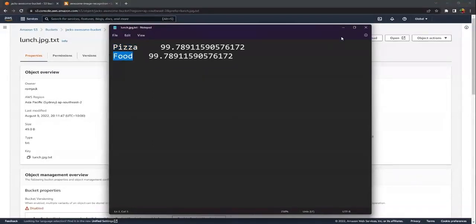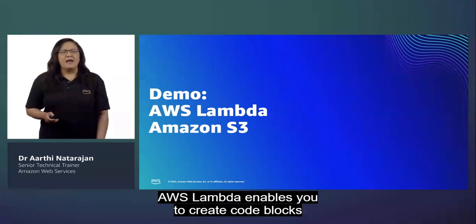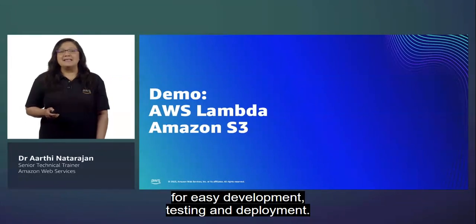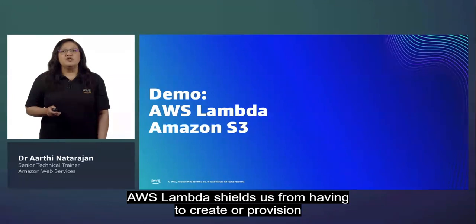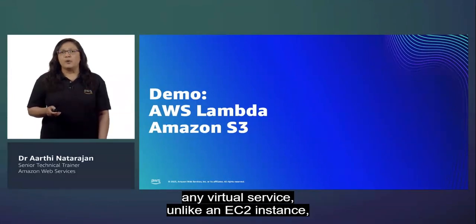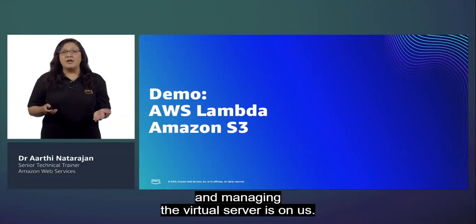As we saw in this example, AWS Lambda enables you to create code blocks for easy development, testing, and deployment. AWS Lambda shields us from having to create or provision any virtual service, unlike an EC2 instance, where the responsibility of provisioning and managing the virtual server is on us.